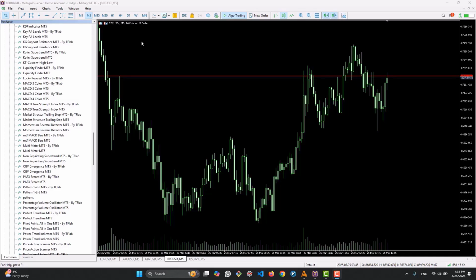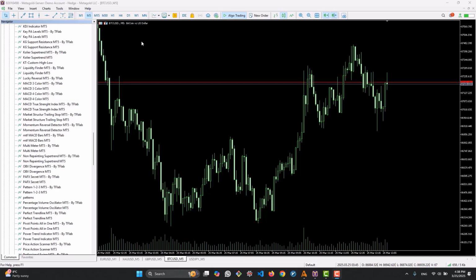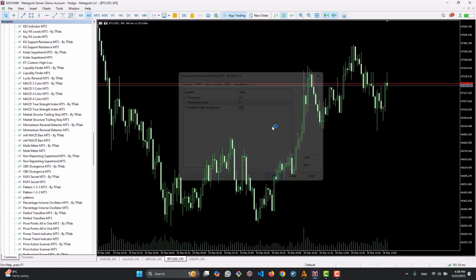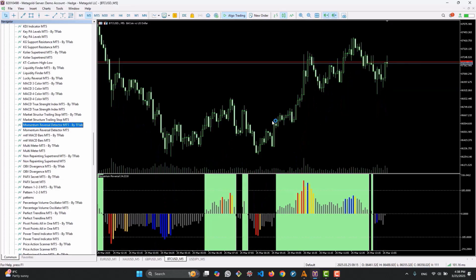Hello. In this video, I will examine the momentum reversal detector indicator on the MetaTrader 4 and MetaTrader 5 platforms. This indicator helps us identify market momentum using the CCI indicator. And on the chart, it shows us the magnitude of this momentum.